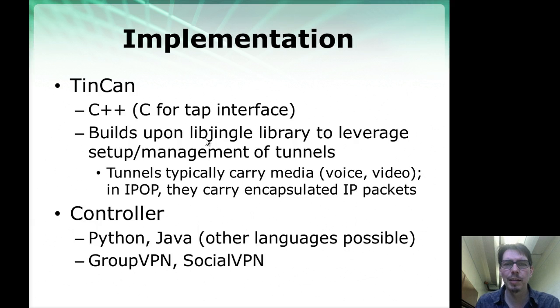Libjingle actually provides a framework for tunneling over the internet. It's typically used for video and voice, for example, for Hangouts. In IPOP, we essentially use libjingle as a carrier for IP traffic in general. So a lot of the heavy lifting that needs to be done for dealing with NAT traversal, for interacting with the XMPP service, are actually leveraged by us using the libjingle library. And that's encapsulated in the TinCan module, which you can essentially think of as a wrapper around libjingle that does the IP over P2P core data path that IPOP implements.